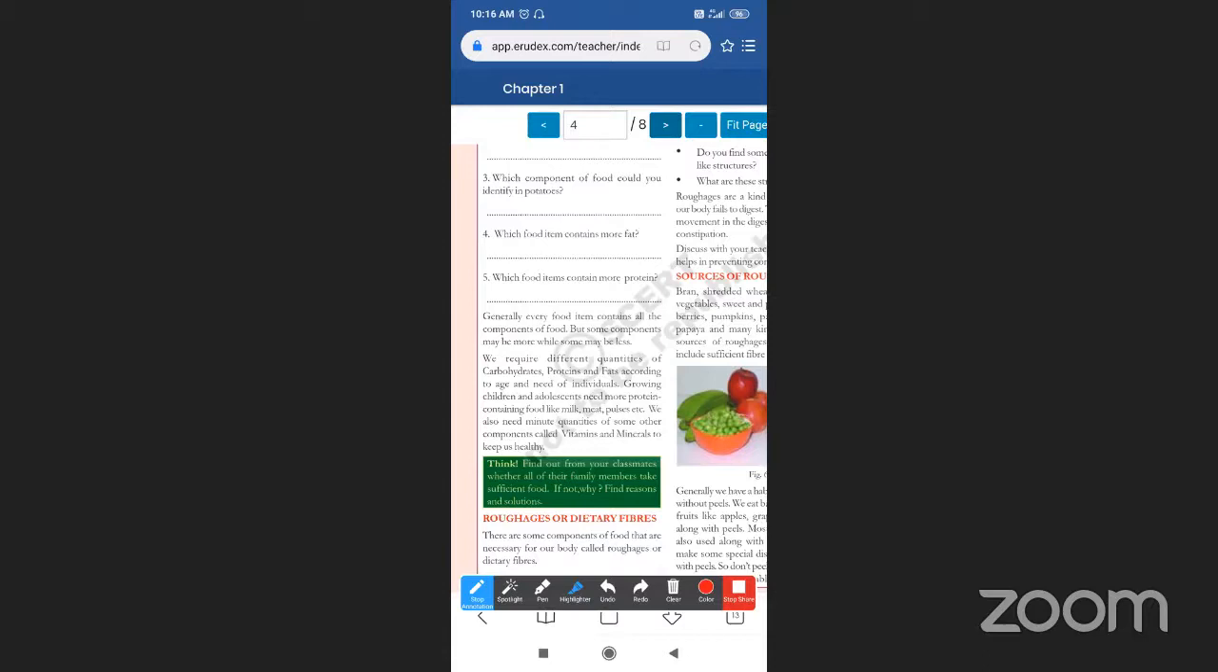Let's continue. We also need minute quantities of some other components called vitamins and minerals, which keep us healthy. Here, minerals we are getting from water, fruits and vegetables. The vitamins also come from fruits and vegetables.